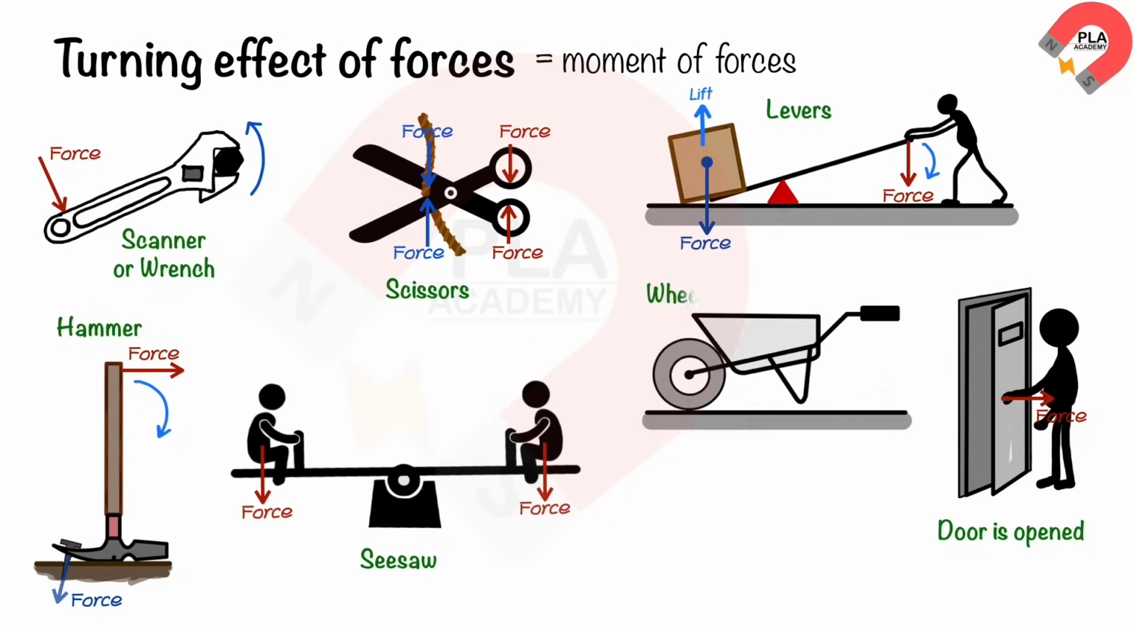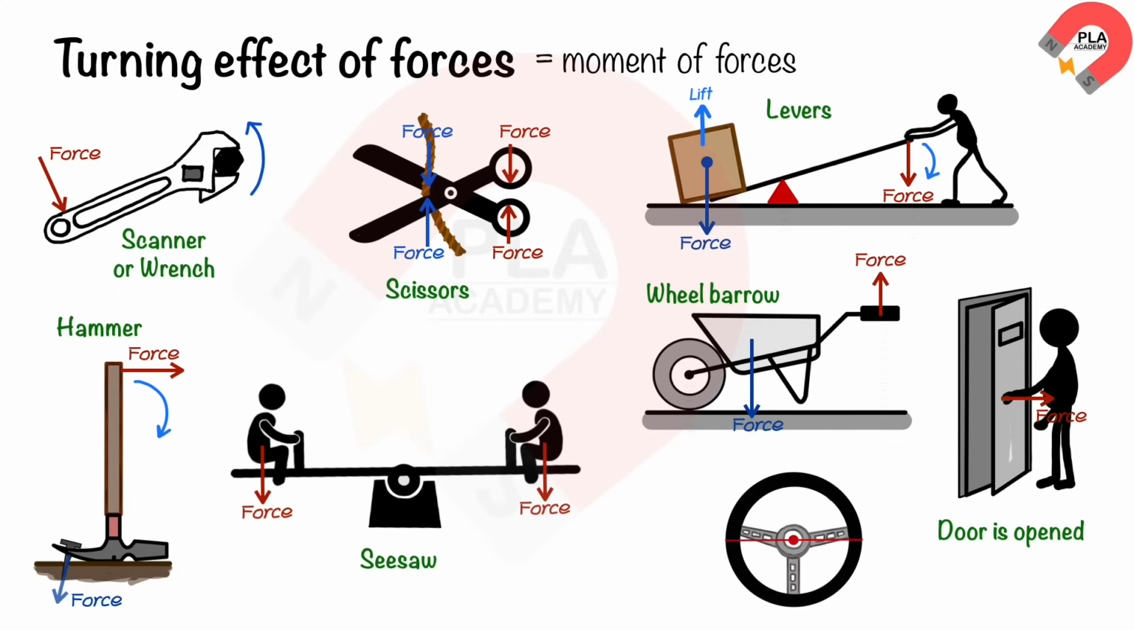A wheelbarrow distributes the weight of a heavy object, allowing you to apply a smaller force at the handles to move it with a larger moment. The steering wheel of a car is turned to create a moment that alters the direction of the wheels, ultimately controlling the car's direction.